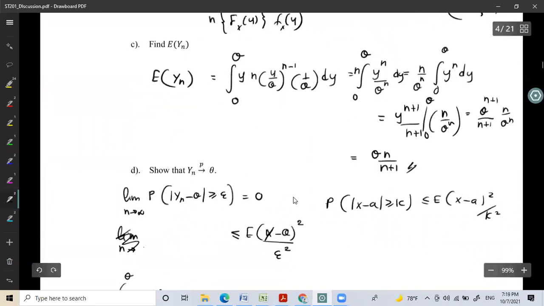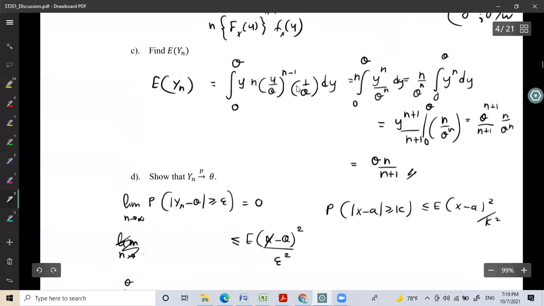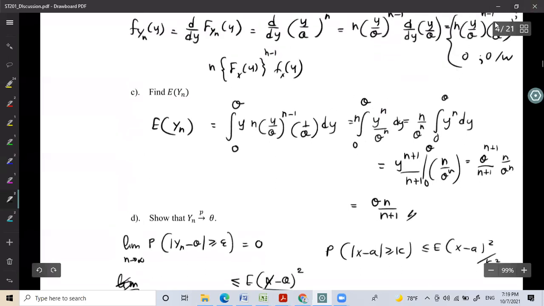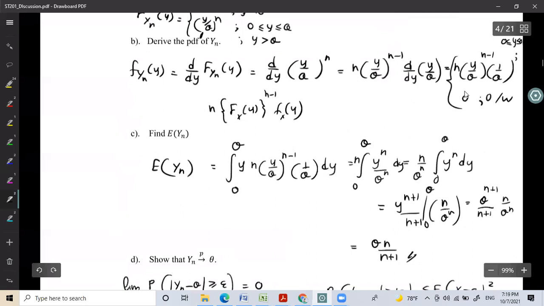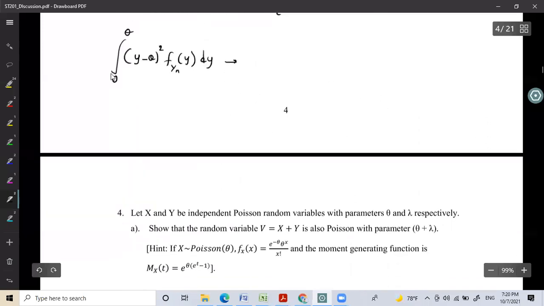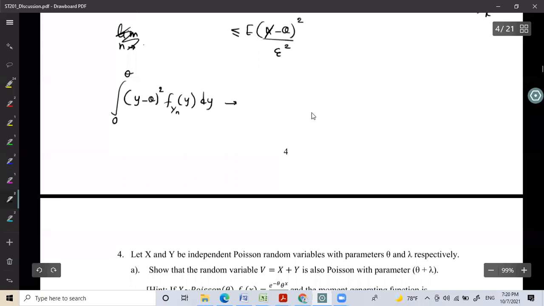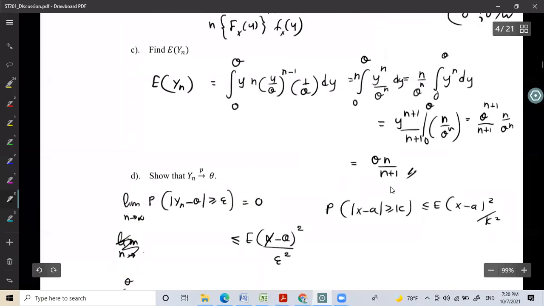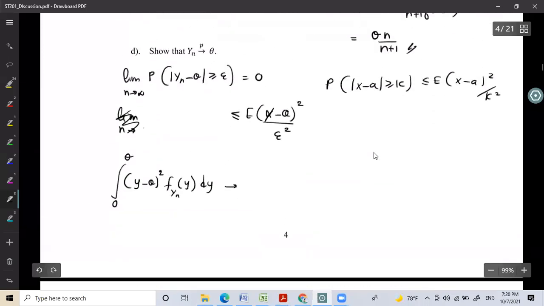You know f of Yn, what is it? This one, you know this one. Multiply this by (Y minus theta) squared, okay? (Y minus theta) squared multiplied by the PDF of Yn and integrate it from 0 to theta, you'll end up with a certain expression, similar to this one. And then you have to arrange the terms so that all the n's are at the bottom. Then you can show the convergence in probability, okay?